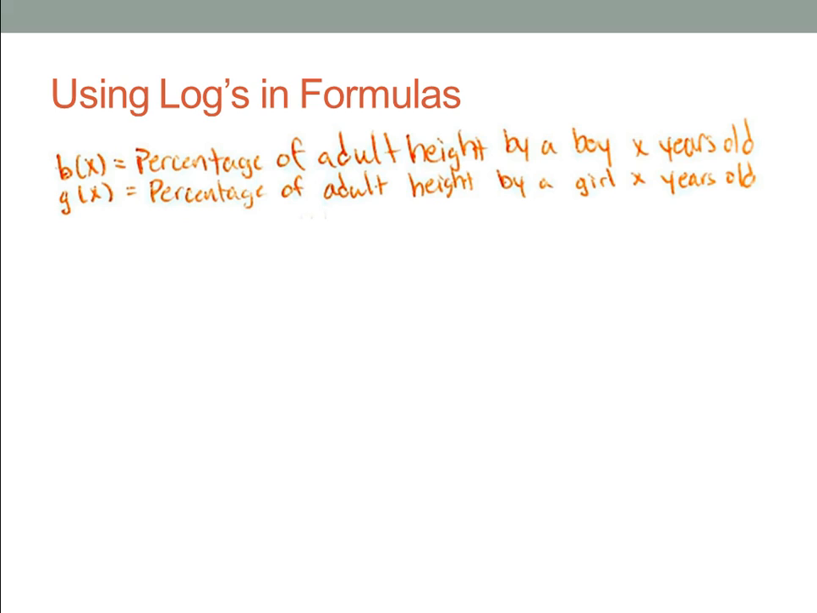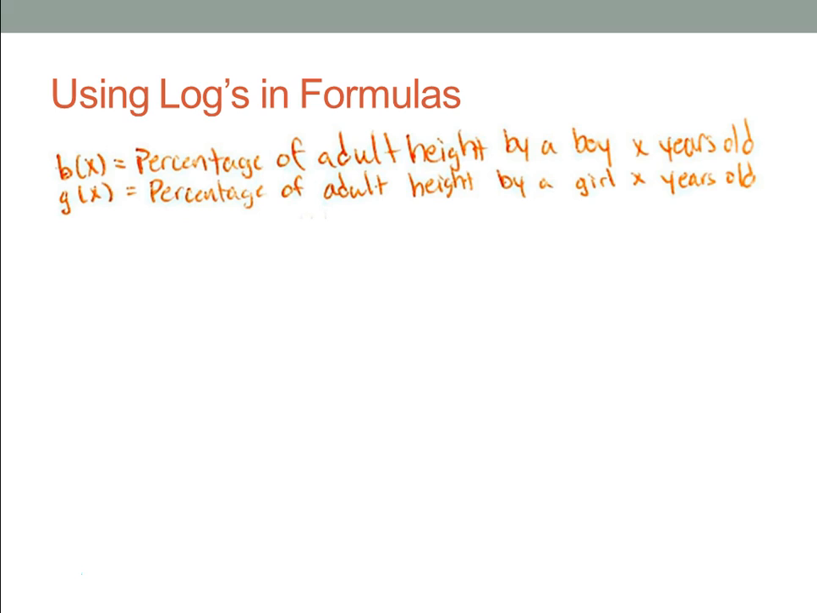So let's use logarithms in formulas. I'm going to give you two formulas. They're really cool. I like them a lot. They're given in your text as well. b of x is the percentage of adult height by a boy x years old, and g of x is the percentage of adult height by a girl x years old. Now, if you're older than the age of 18, these probably won't work for you, or your numbers are going to be somewhere around 90 or even over 100. That just means you've stopped growing.